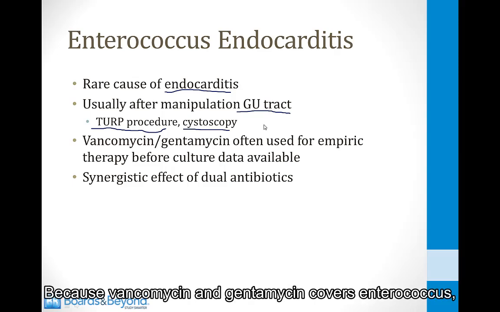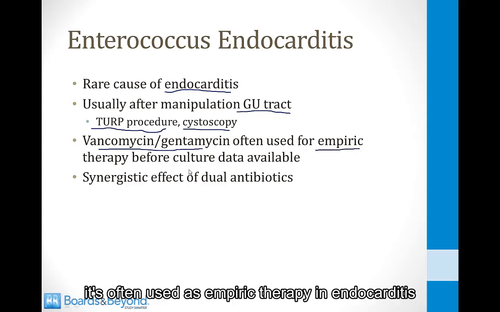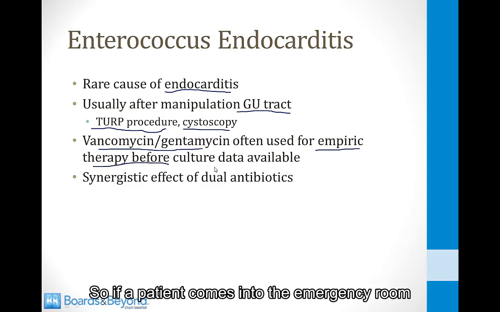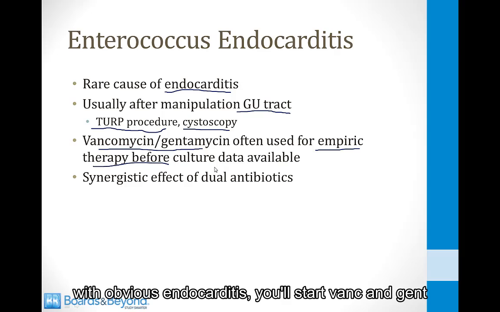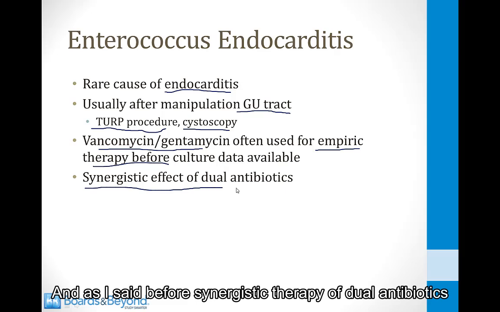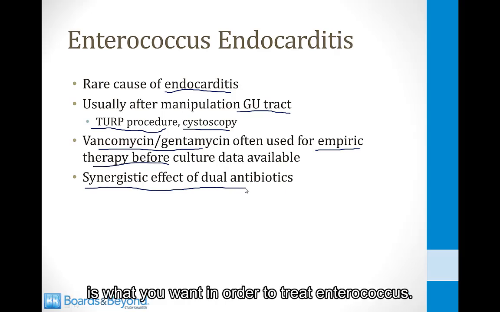Because vancomycin and gentamicin cover Enterococcus, it's often used as empiric therapy in endocarditis before culture data are available. So if a patient comes into the emergency room with obvious endocarditis, you'll start vanc and gent so that Enterococcus is covered, and later you can change the antibiotics once you determine what the bug is. And as I said before, synergistic therapy of dual antibiotics is what you want in order to treat Enterococcus.